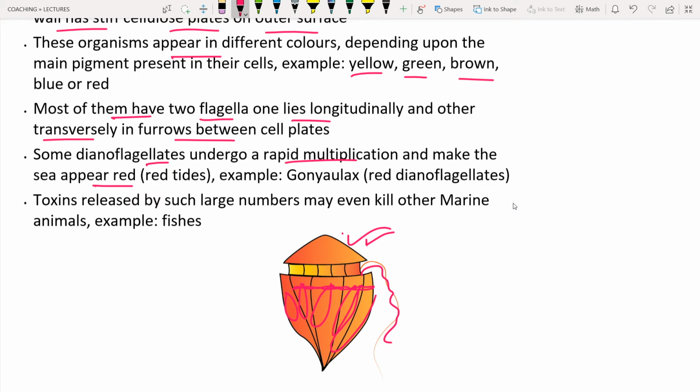Okay, so for example, you can take the example of Gonyaulax. It is a red dinoflagellate, and the main problem with dinoflagellates is that they release some kind of toxins. These toxins released by Gonyaulax are going to kill marine organisms, especially fishes. Fishes are killed by the toxins released by Gonyaulax. Okay, so this is about dinoflagellates.